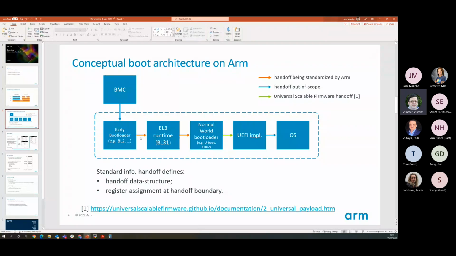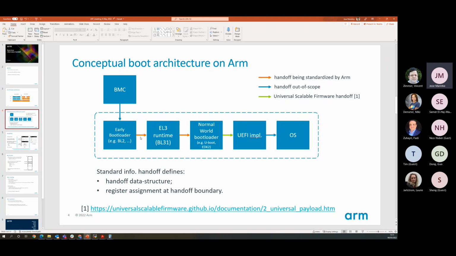Yeah, I think host firmware versus device firmware, I think that's a reasonable taxonomy. Running on your main big cores versus microcontrollers in your SoC. So yeah, I think host is a reasonable term.